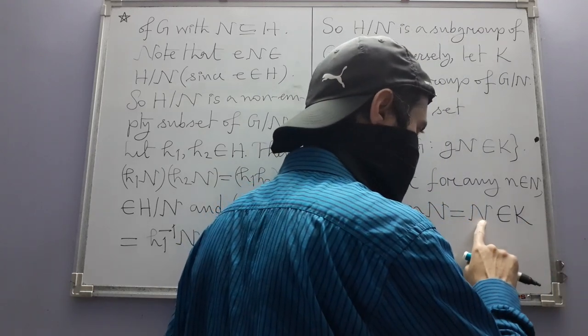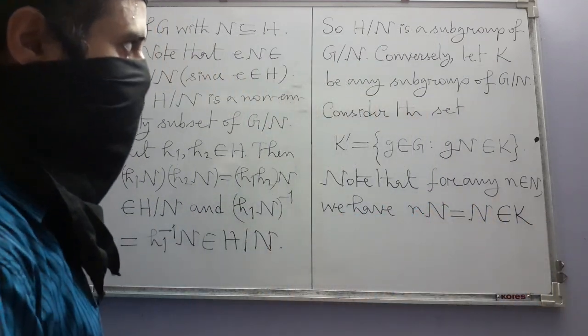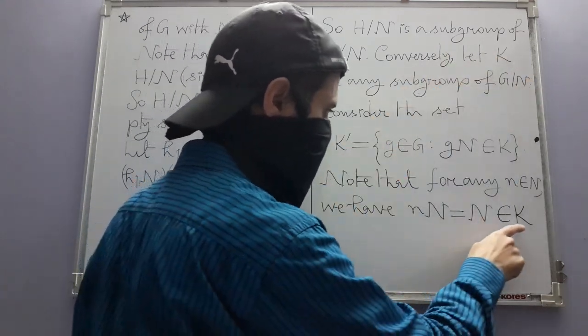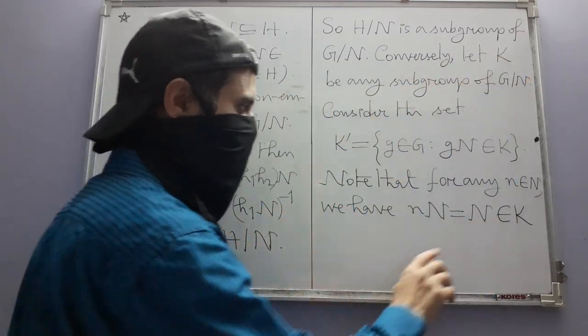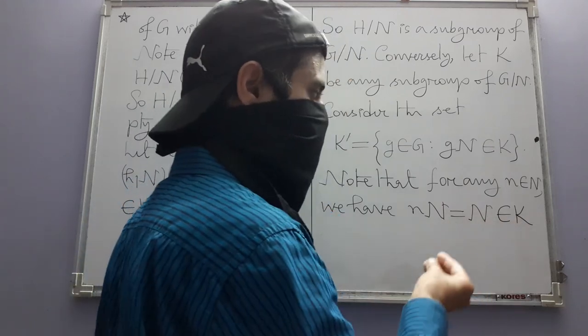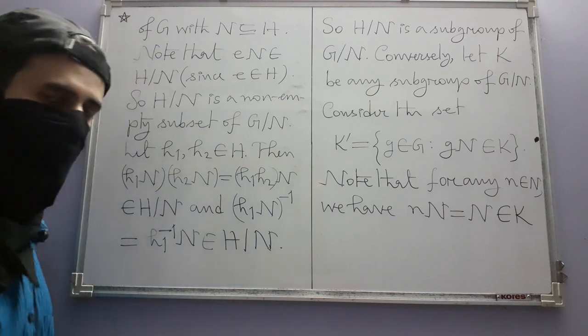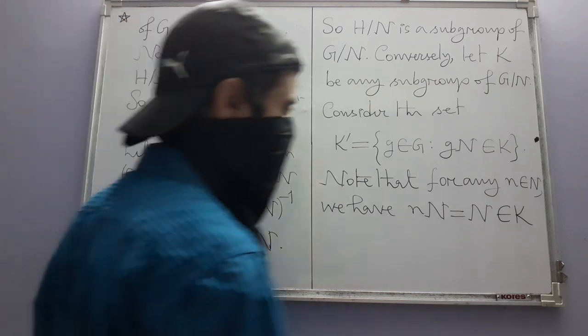Why is N an element of K? Because K is a subgroup of G by N. So, besides other things, K will contain the identity element of G by N, which is N. So, that's where it is coming from.